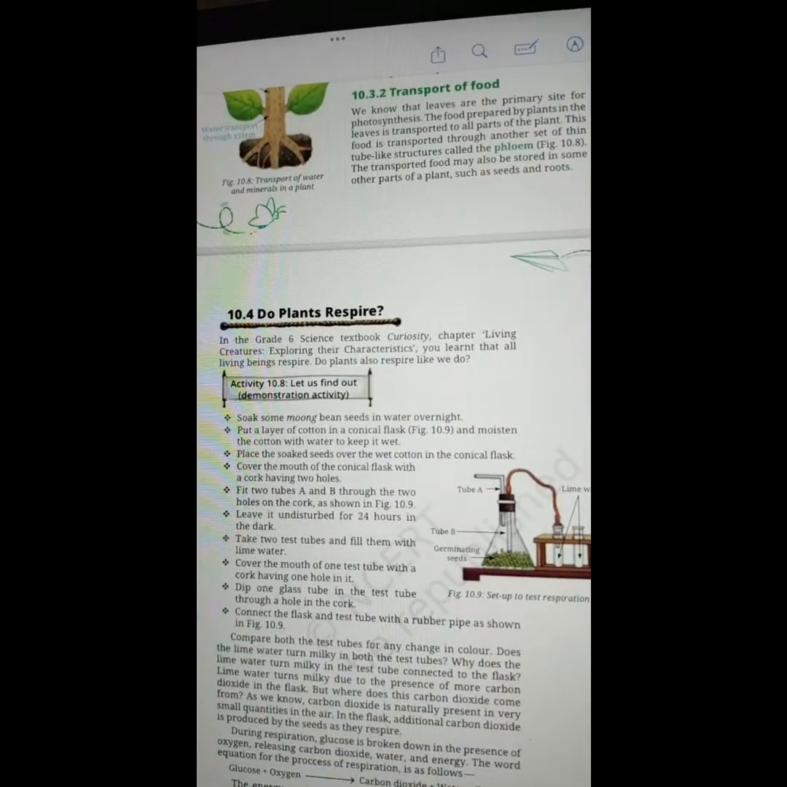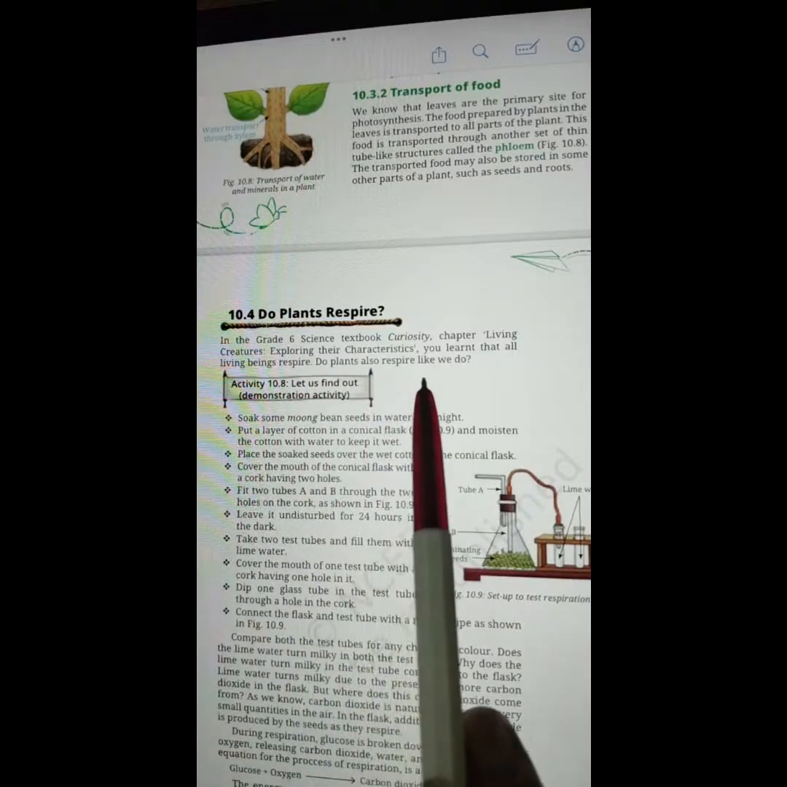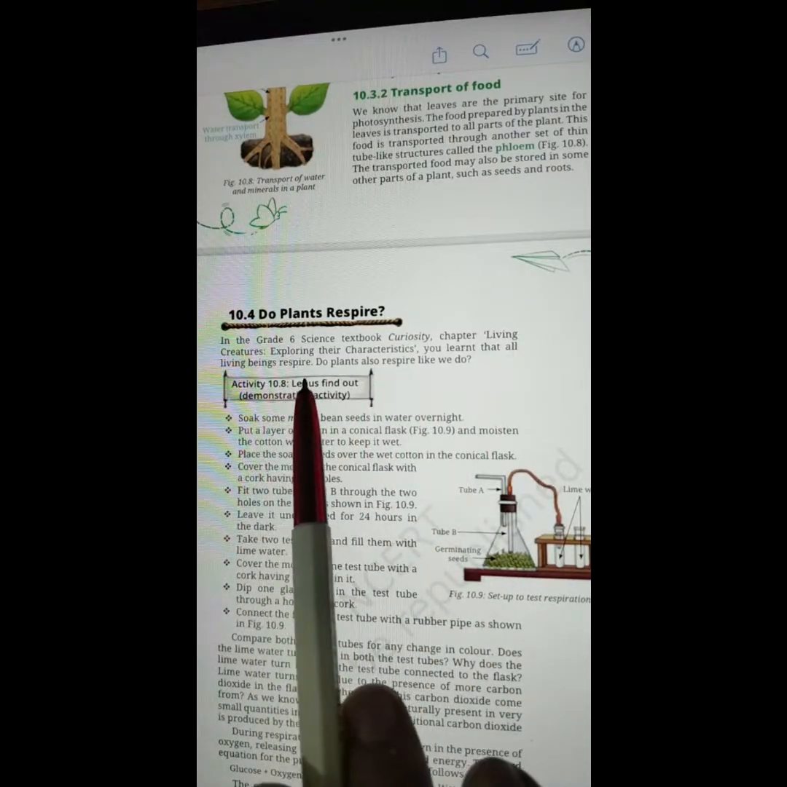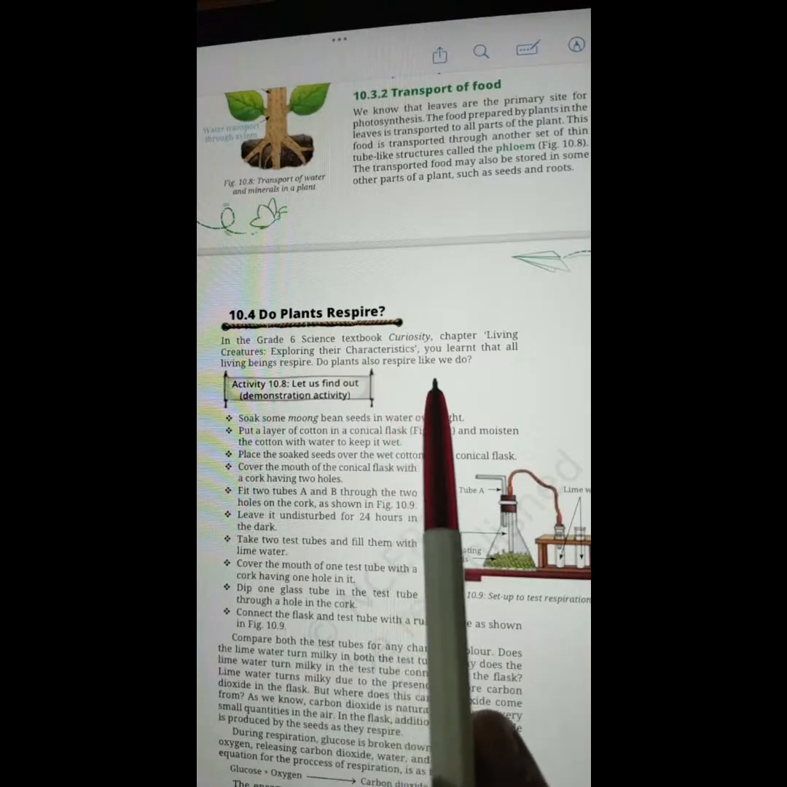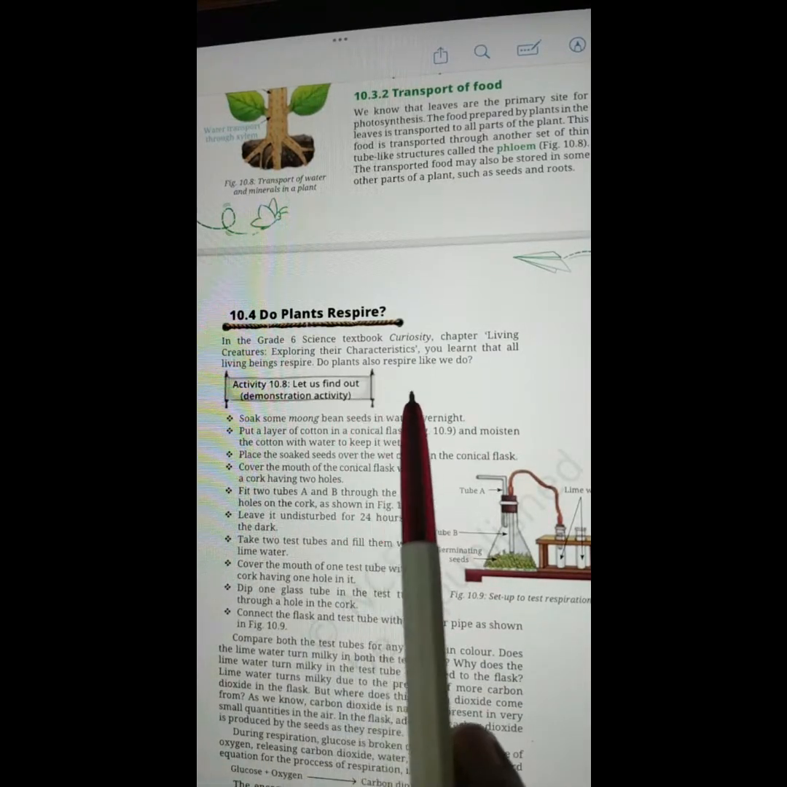Do plants also respire? In the grade 6 science textbook Curiosity, chapter Living Creatures: Exploring Their Characteristics, you learned that all living beings respire. Do plants also respire like we do? So we will be doing a demonstration activity on it.